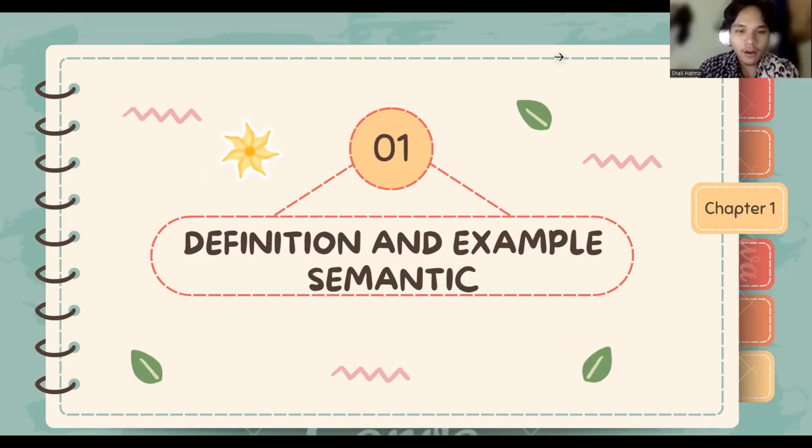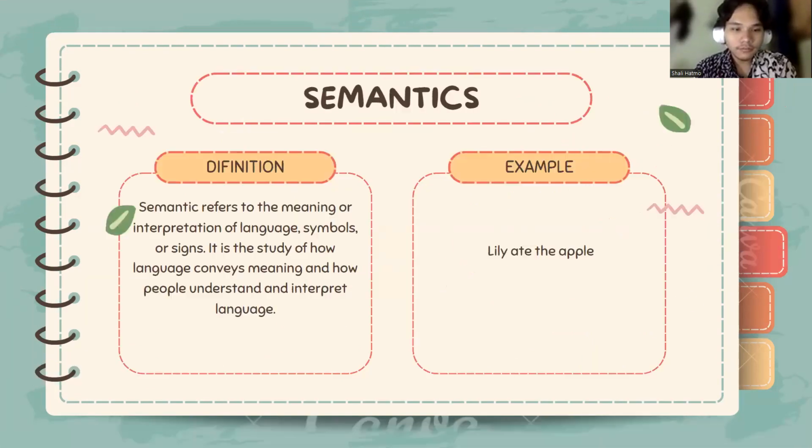Okay, definition and example of semantics. Semantics definition. Semantics refers to the meaning or interpretation of language, symbols or signs. It is the study of how language conveys meaning and how people understand and interpret language. An example is Lily ate the apple. For the example video, next.